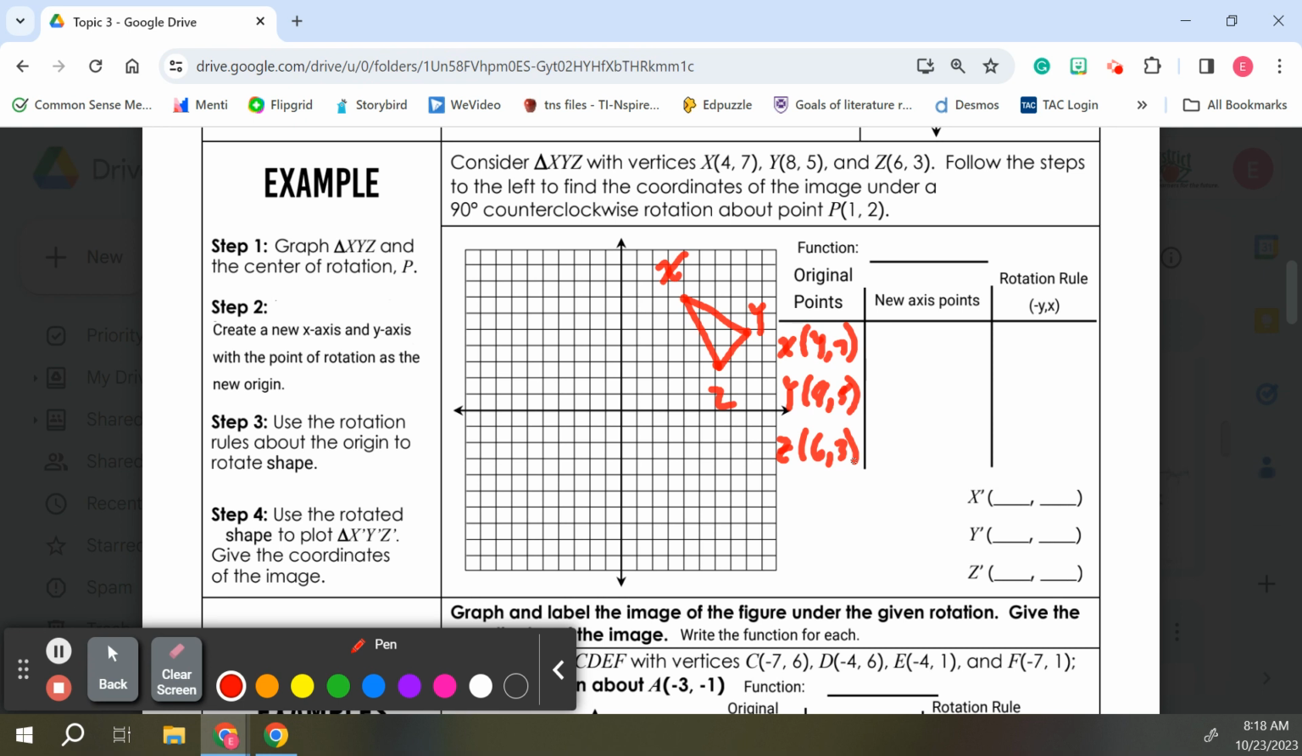Now, you do not always have to include the original points. I am just doing it to show you everything in detail, okay? Now, the next thing we need is this new center of rotation, which is (1, 2). So (1, 2) lands right there. So there's our point P. So I'm just going to create a new axis using point P.